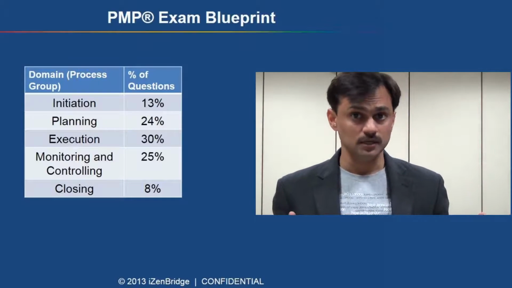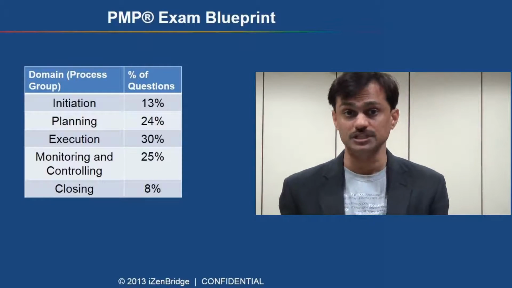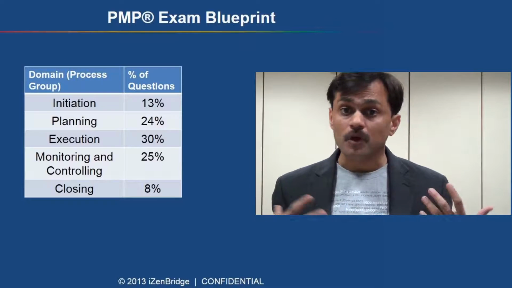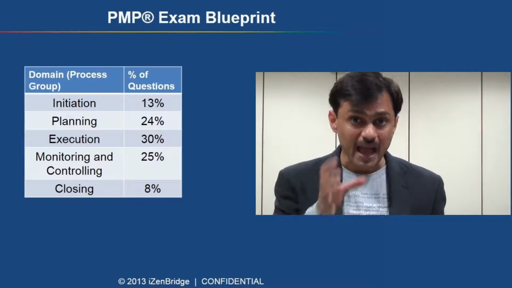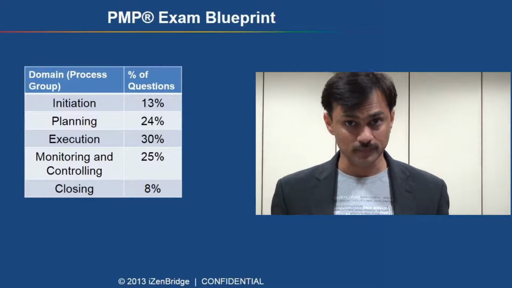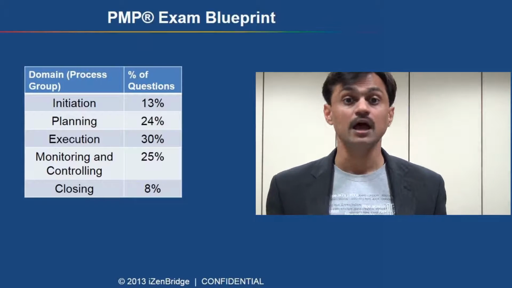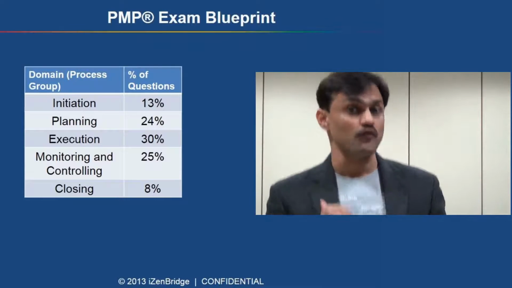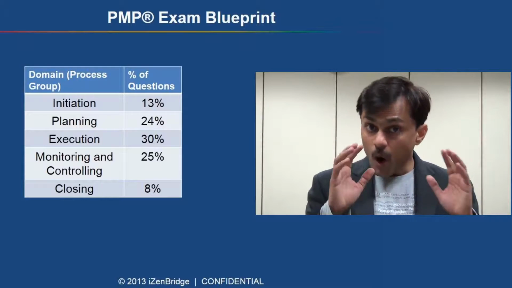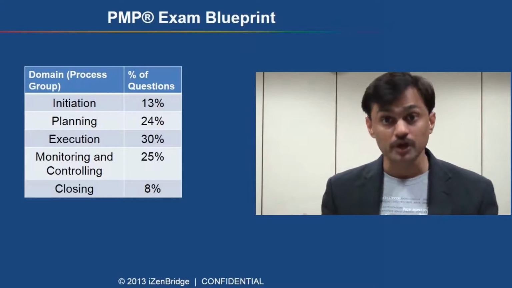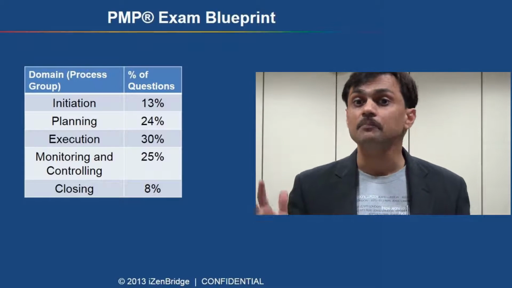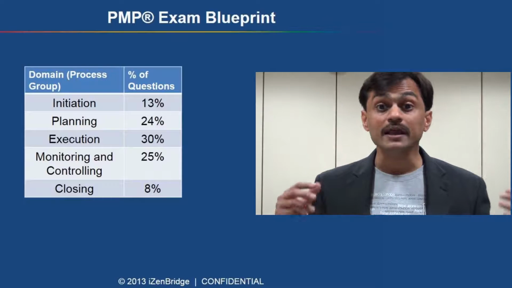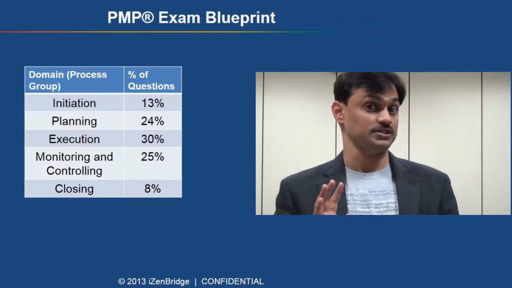Now you may wonder, do we have any breakup of these 200 questions? Can you know which knowledge area or process group will be contributing X number of questions in the final exam? PMI has given a distribution of questions process group wise. They have said that out of the initiating process group, you can expect 30% questions. From the planning process group, you can expect 24% questions.